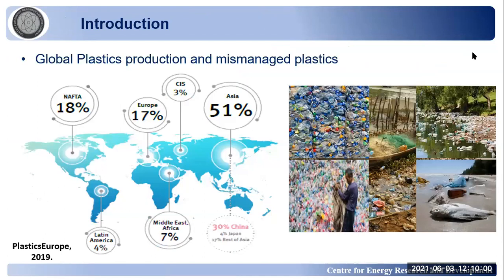By way of introduction, this just shows the distribution of plastic production globally. This is a 2019 report. Asia is the largest producer of plastic products across the world, with China being the leading country, producing more than 50% of what the whole of Asia is producing. We can see the Middle East and Africa here producing a very small percentage of about 7%.